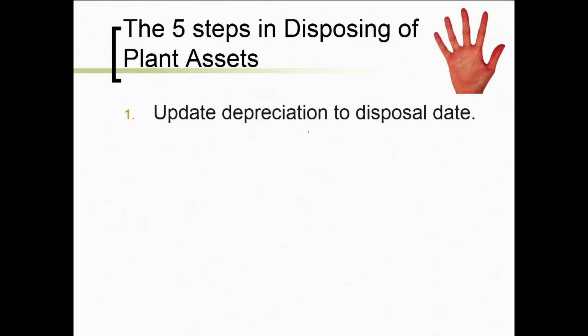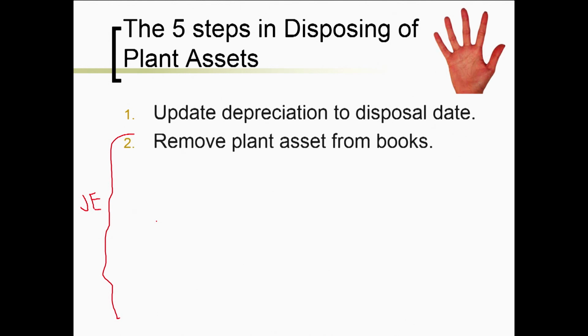Does that make sense? So you'd have to figure out that partial year, and you'd have to book that depreciation, okay? Now, let's talk about the next 4 steps of the 5. These 4 steps are where we build our journal entry to dispose of this asset, okay? The second step is we have to remove the asset from the books, okay? So if it's a piece of equipment or a machine, we're going to have to credit machine or equipment for whatever the cost was. We have to take that plant asset off of the books because we don't have it anymore. We disposed of it.